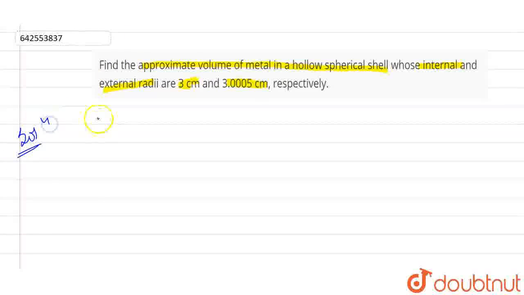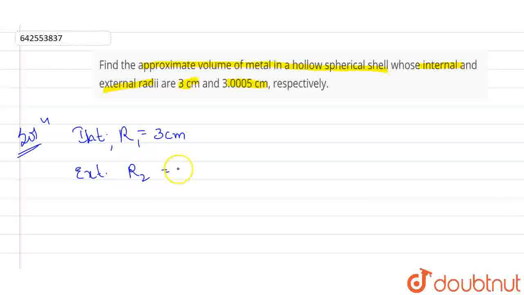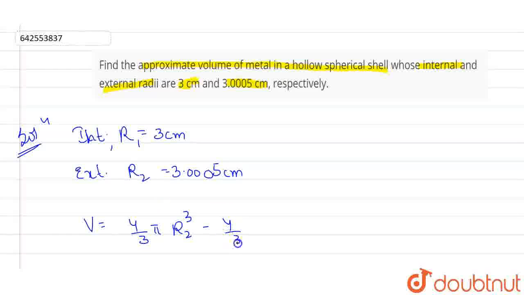We know that if we take the internal radius as r1, it is basically 3 centimeter, and the external can be taken as r2, which will become 3.0005 centimeter. Right. So we know the formula for the volume. To calculate this, it is 4 by 3 of pi r2 cube minus 4 by 3 of pi r1 cube. Why this formula?